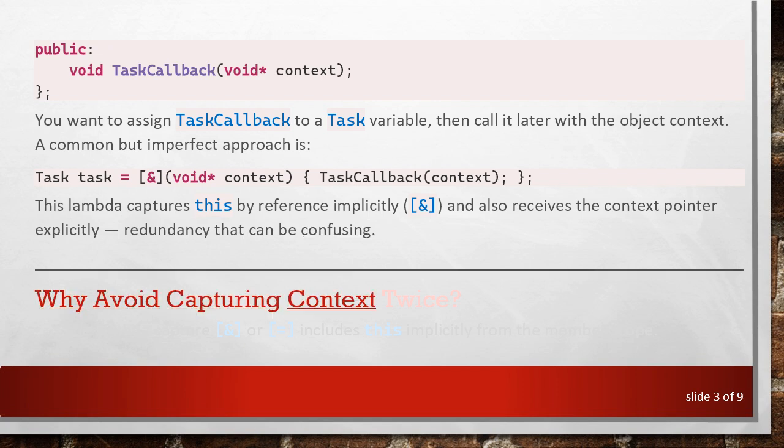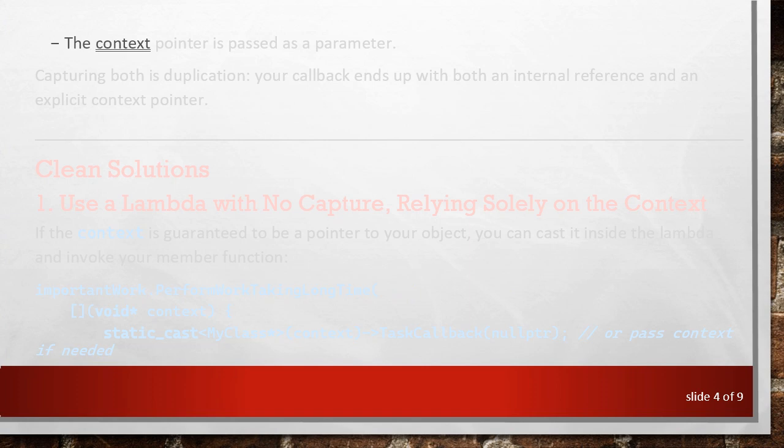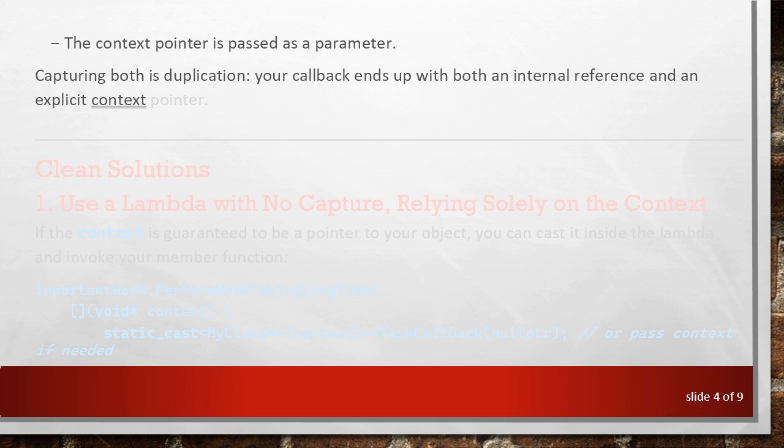Why avoid capturing context twice? The lambda capture [&] or [=] includes this implicitly from the member scope. The context pointer is passed as a parameter. Capturing both is duplication. Your callback ends up with both an internal reference and an explicit context pointer.